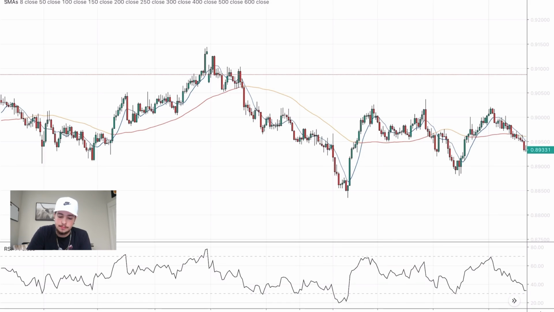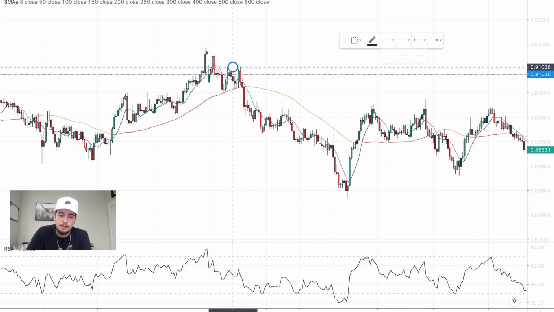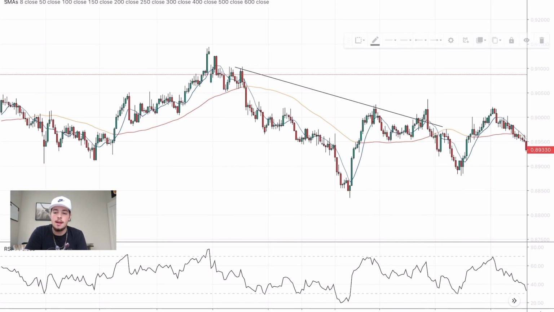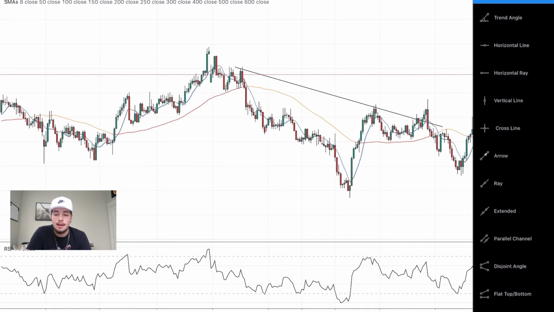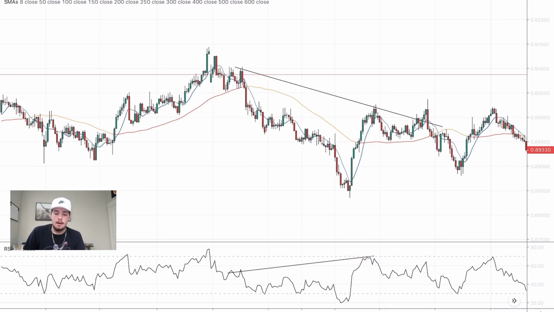Okay, very simple. If we go from right here to here, as you guys can see, from this area to this area, price made a lower high. But look at the RSI. Mark that exact same areas. Boom. Look at the difference. Price is making a lower high on the actual price action, but the RSI is showing a higher high.